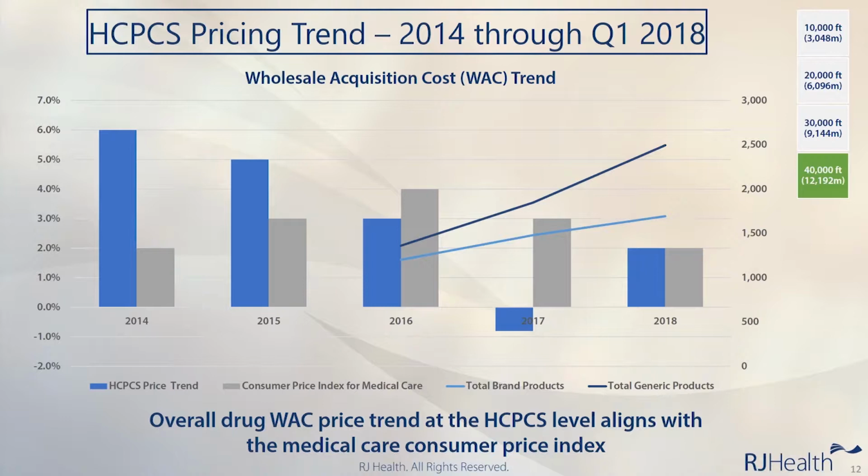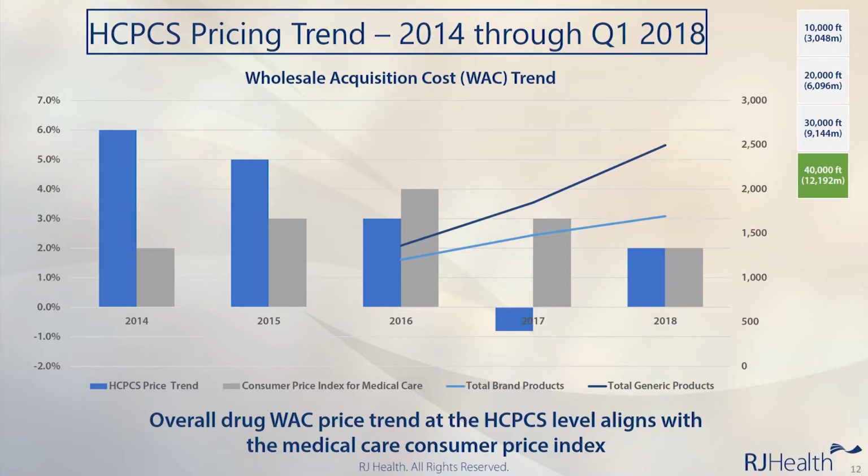What you can see in 14 to 15 is pretty much what we would expect, which is it's trending higher than the consumer price index. But then something interesting happens in 2016: compared to the previous year, the drug trend actually goes lower on the medical side compared to the general consumer price index. And in 2017, it actually drops below what it was the previous year. And then in 2018 through Q1, it was in parity to the consumer price index at 2%.